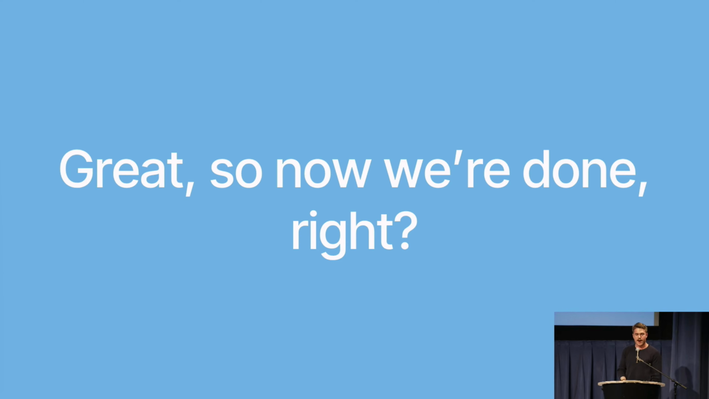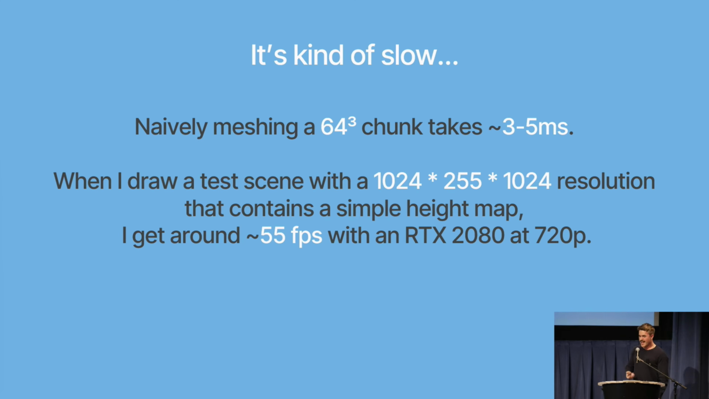Well, we just defined what our voxels are in memory. We just said how we can render them. We can extract the faces we need. Well, it's kind of slow. Naively meshing a 64 cube chunk, our chunk size, takes around 3 to 5 milliseconds on my i7-8700K, which isn't the best CPU, but it's not the worst either. And when I draw a simple test with 1024 by 255 by 1024 resolution that contains just a simple flat height map, I get around 55 FPS with an RTX 2080 at 720p, which sucks. That's really, really slow.